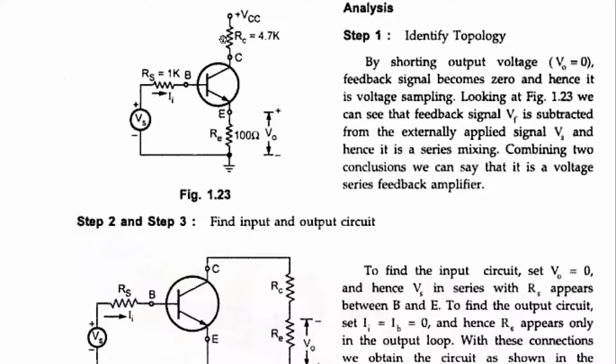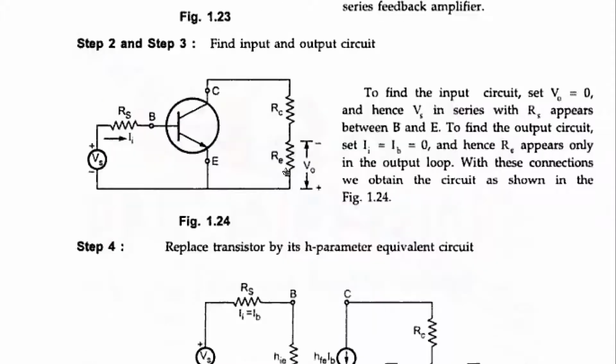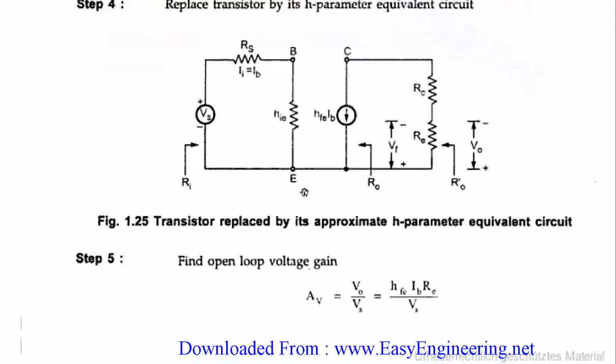See here, when we are shorting the output terminals, means when we are making V naught 0, in the input loop this signal is suddenly becoming 0. Okay, means the output V naught for this circuit is simply equal to the feedback signal. Right? The output signal is simply equal to the feedback signal. So that point is written here.